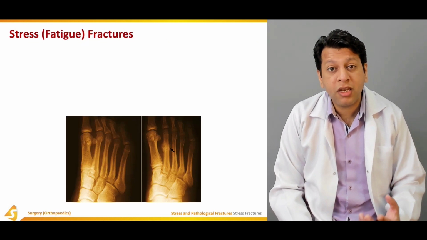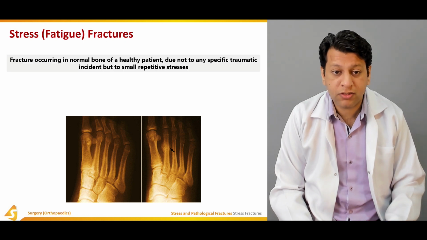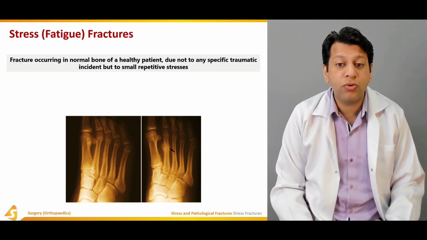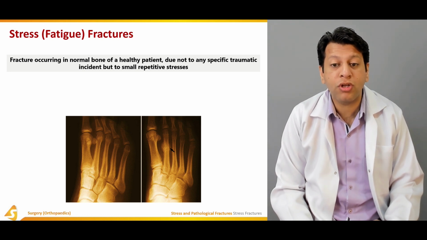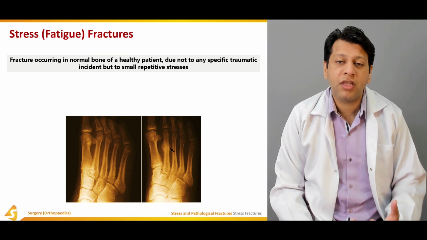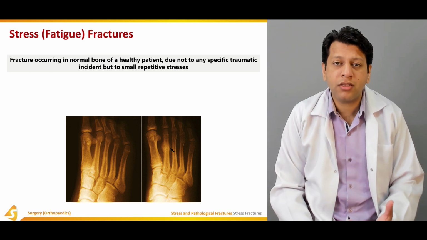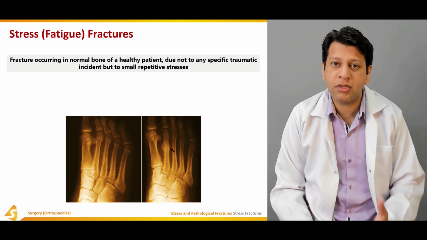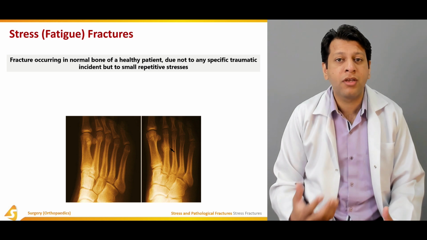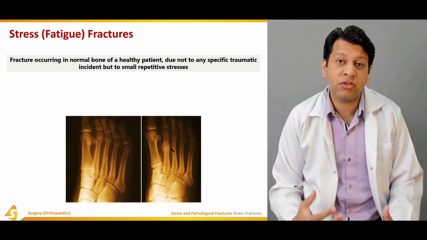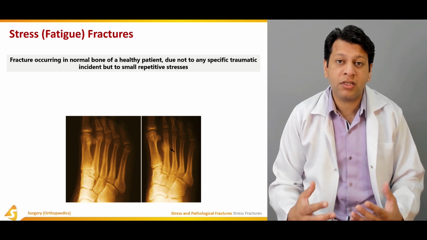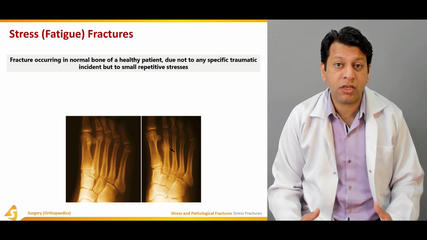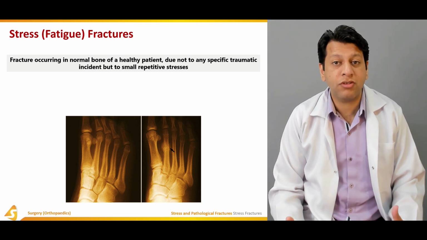Another name for stress fractures is actually fatigue fractures. These are fractures occurring in a normal bone of a healthy patient due not to any specific traumatic incident but to small repetitive stresses. The classical example is army personnel, the marchers. They have a classical presentation of tibial pain, leg pain, which usually results in stress fractures. Why? Because the mechanism is such that there is a repetitive micro trauma occurring at the same place, leading to a stress fracture.